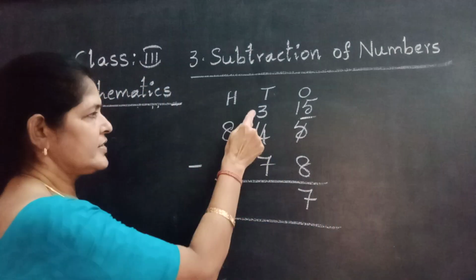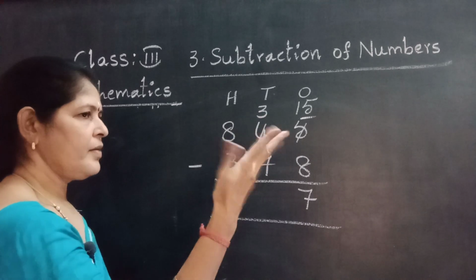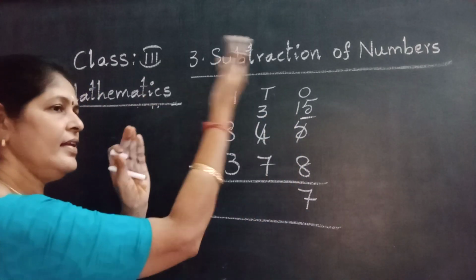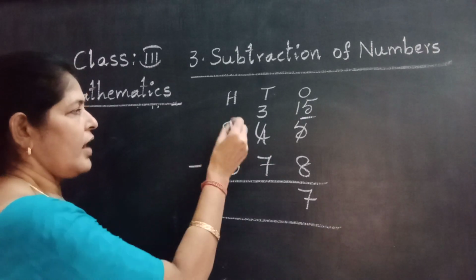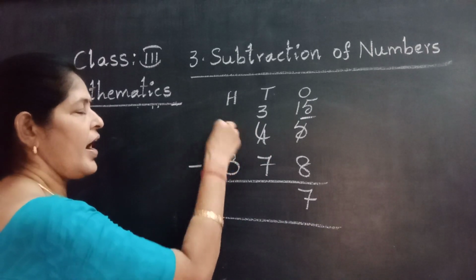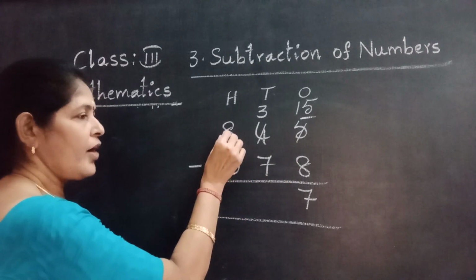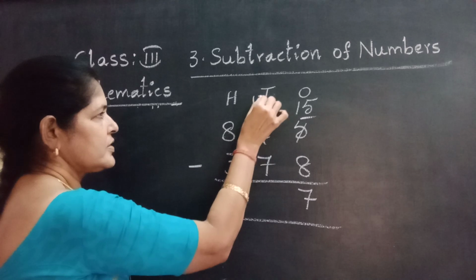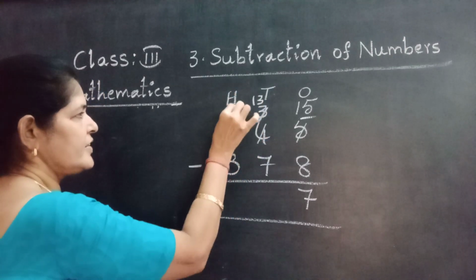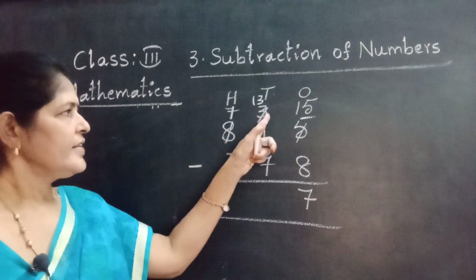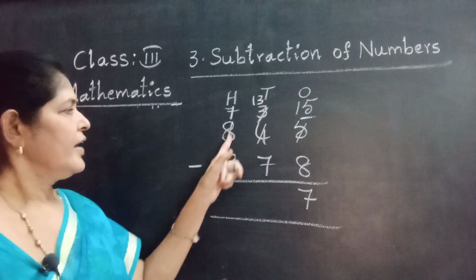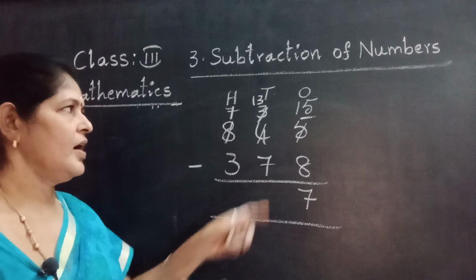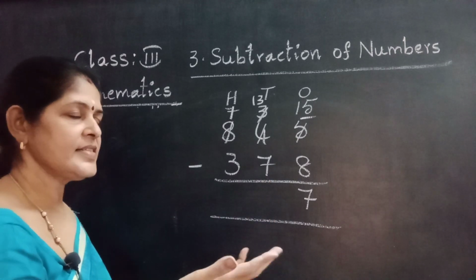Now come to tens. 3 minus 7 is not possible. 3 is less than 7. Again regrouping. Now one number moves from hundreds to tens. Borrowing concept from hundreds to tens. Then 3 becomes 13. 8 changes into 7. Now 13 minus 7 is possible. 13 is greater than 7.